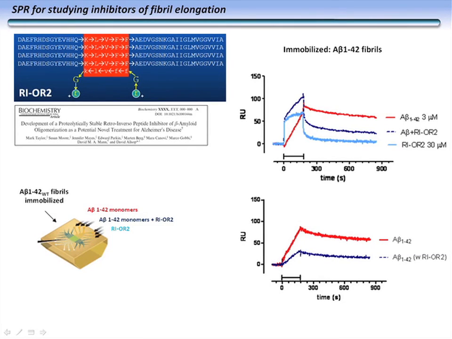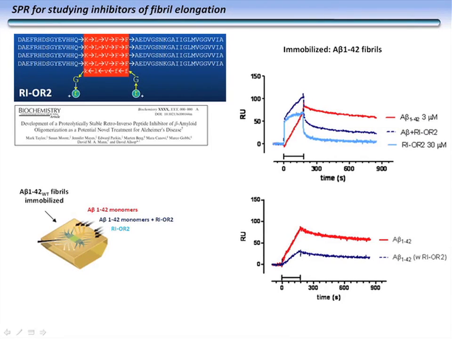This is much more clear after normalization of this data, that is by subtracting the signal of the peptide alone from the signal of the peptide plus A-beta. This allowed us to obtain these two sensorgrams. This is A-beta alone, this is A-beta 42 in the presence of the small peptide. And you can see that there is a very marked and clear reduction of the signal, indicating that this peptide is actually inhibiting the elongation.